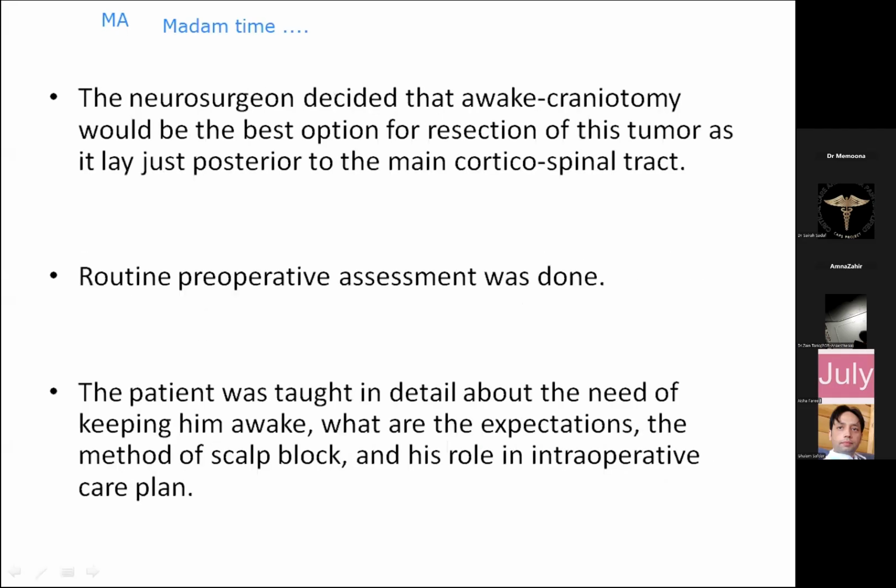The neurosurgeon decided that awake craniotomy would be the best option for resection of this tumor as it lay just posterior to the main corticospinal tract. After routine pre-op assessment, the patient was taught in detail about the need of keeping him awake throughout the procedure. What should the patient expect during and after the procedure? The method of scalp block was explained, and the patient's own role was explained in the intraoperative care plan.